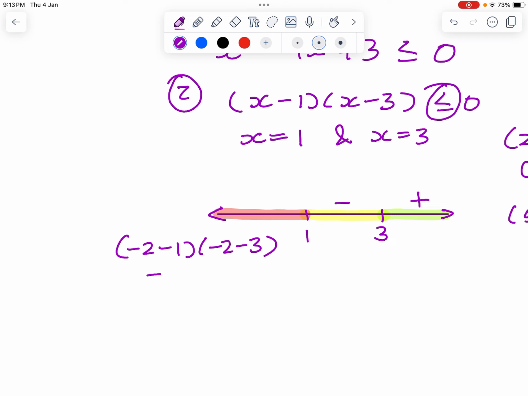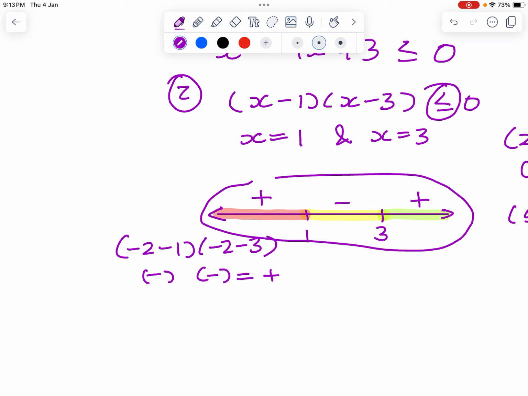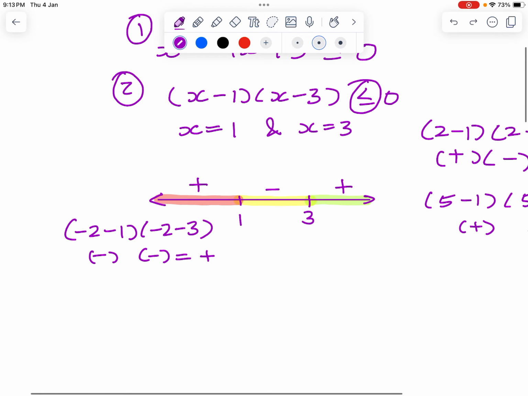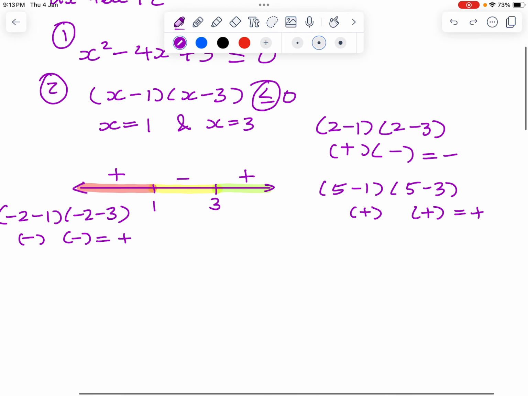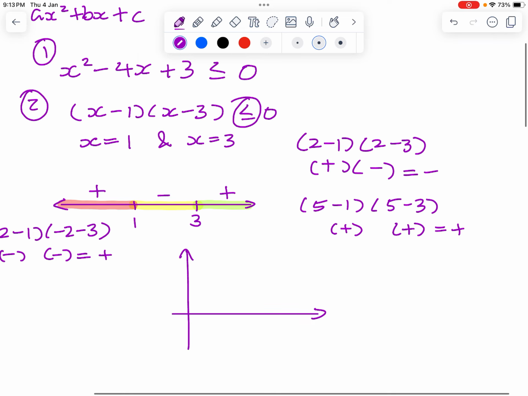And I get negative, another negative, which becomes a positive. So here, we finished drawing our number line, and this is like a map for our understanding of what's happening. And to further simplify things, let me just draw or sketch a simple graph of this equation here.